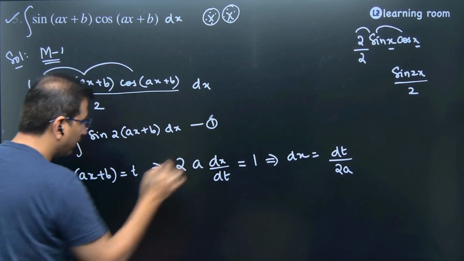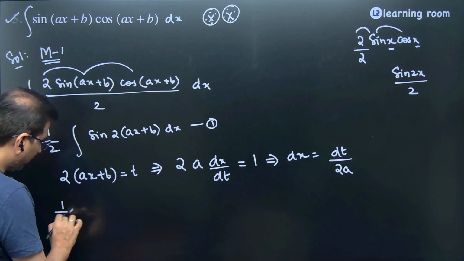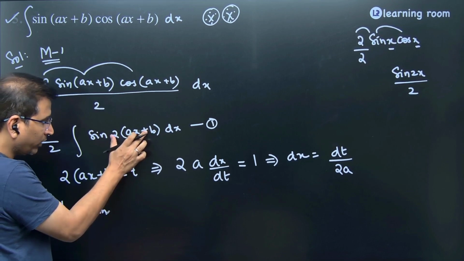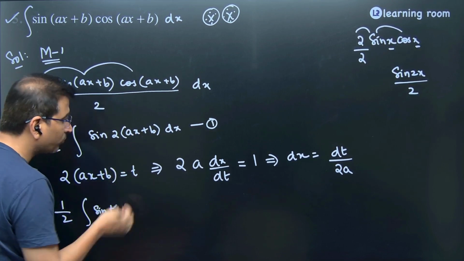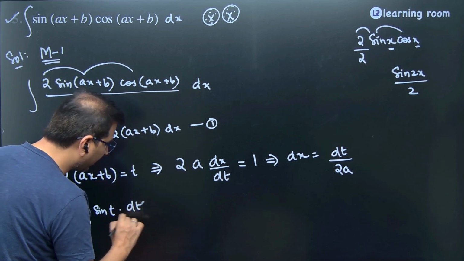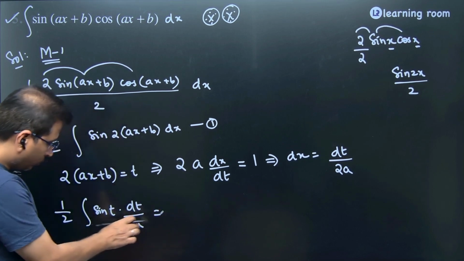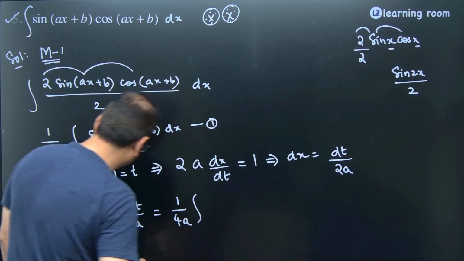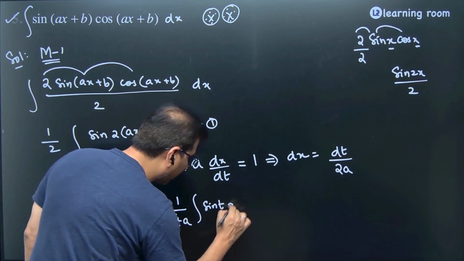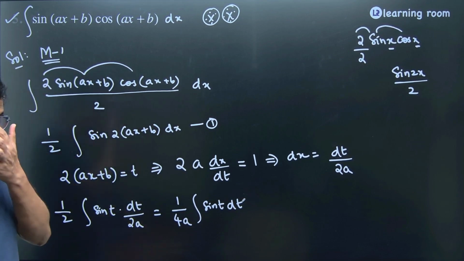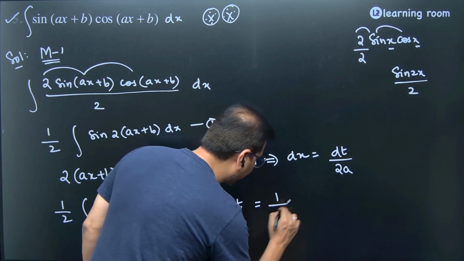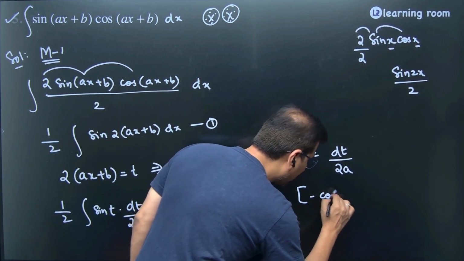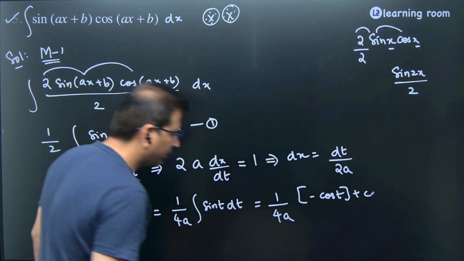So hence, in equation number 1, we get half of sine of, in the place of 2 times ax plus b, we can write it as t. In the place of dx, we can write dt divided by 2a. So 1 by 2a will come out, and multiplied with the half, it will become 1 by 4a into integral of sine t into dt. Now this is going to give us 1 divided by 4a. Integral of sine t is going to be minus cos t, so it will be minus cos t plus c.